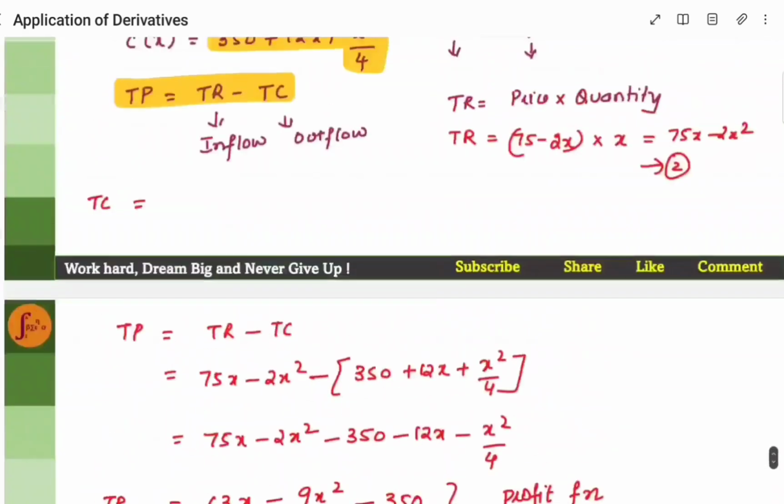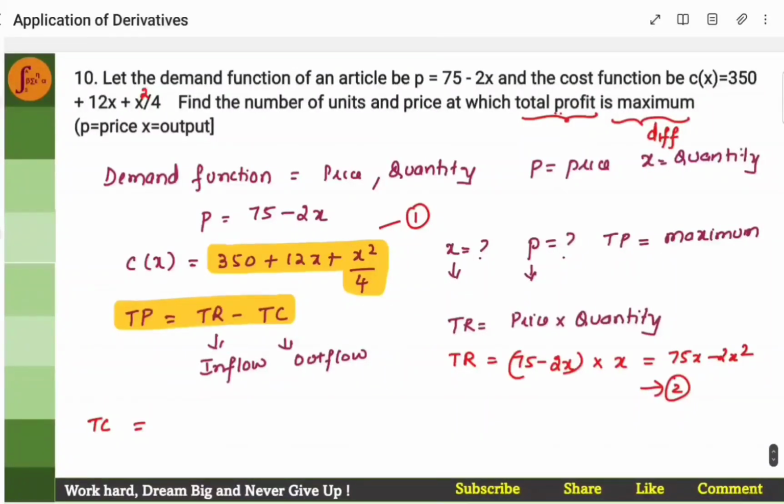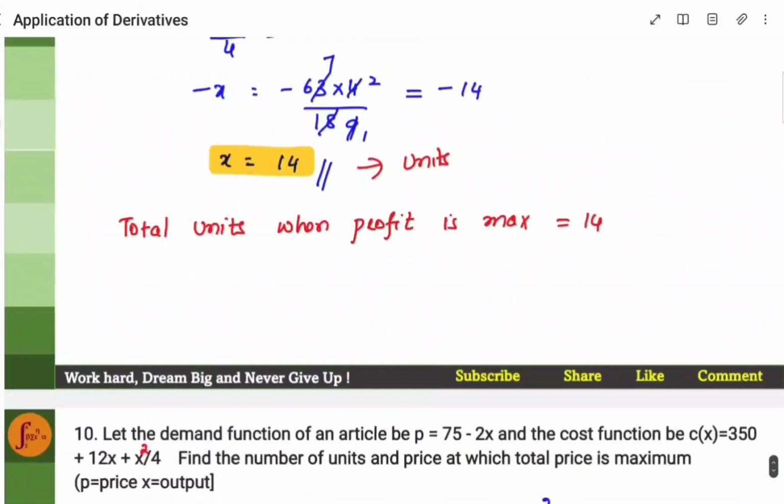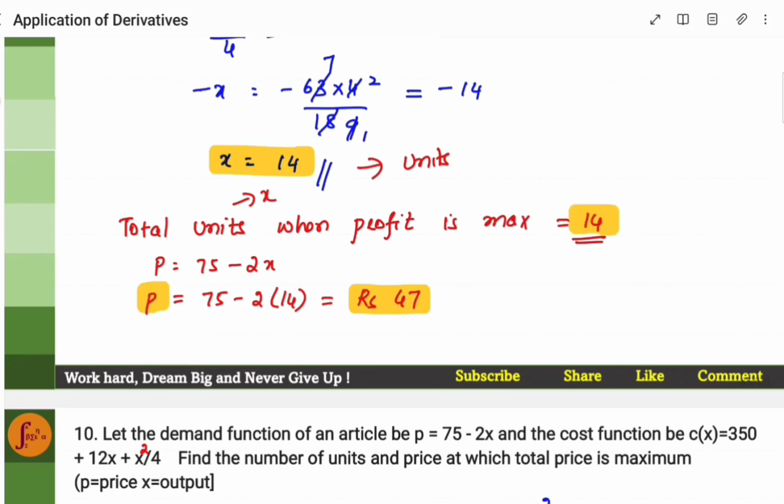Now we'll have to find price also, right? This is the price function. P is equal to 75 minus 2x. Substitute x, so you'll get the price: 75 minus 2 into 14, which is 47 rupees. So profit is maximum when total units is 14 and when price is 47 rupees.